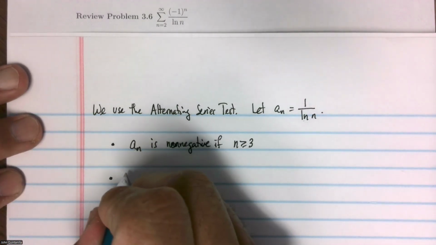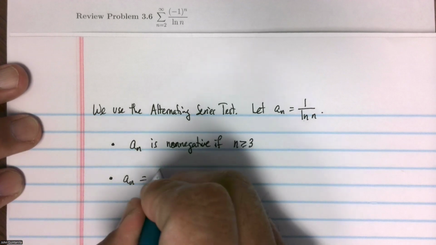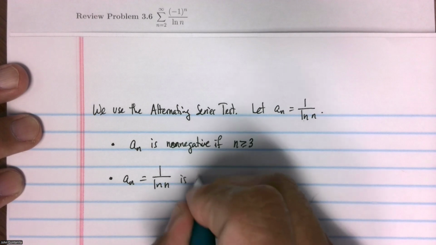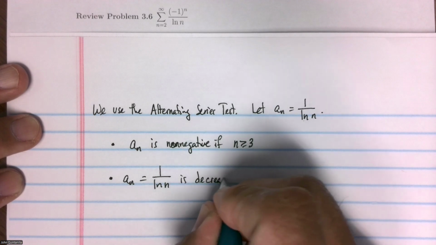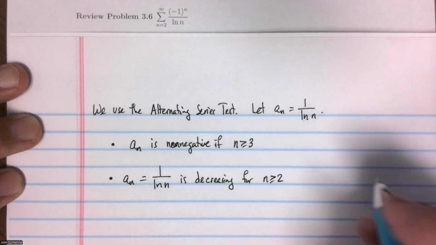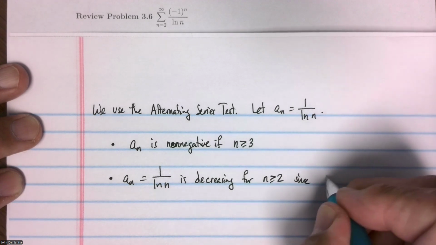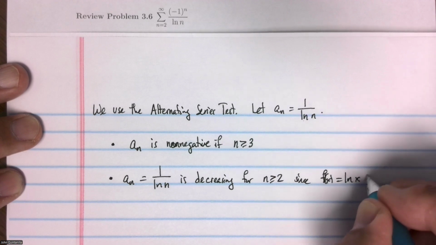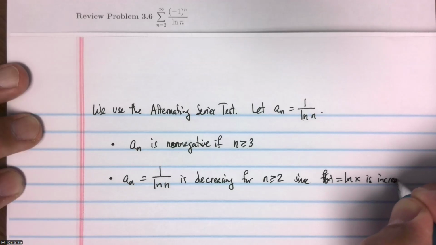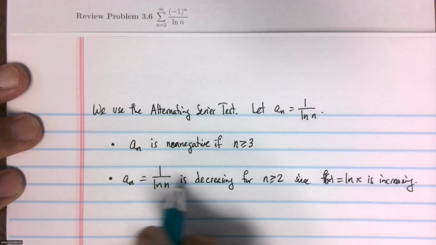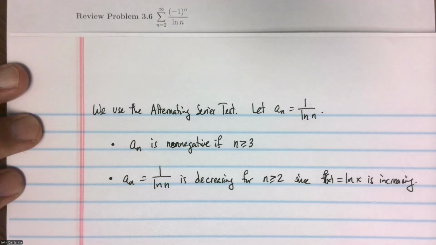Number two, a sub n is equal to 1 over natural log n is decreasing. For n greater than or equal to 2, since f of x equals natural log x is increasing, the denominator is an increasing function. The reciprocal is therefore a decreasing function.